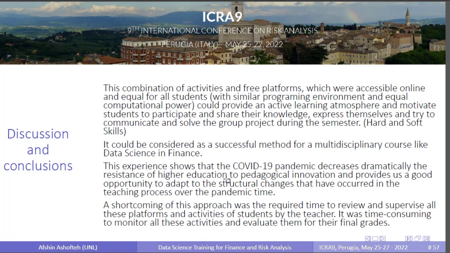Using free, accessible, and online platforms makes equal opportunity and tools for all students with maybe different personal resources and facilities. It also allows the students to empower not only their hard skills but their soft skills, which is critical for applying data science to complex financial problems. A shortcoming of this approach was the required time for the teacher to review and supervise all these platforms and activities of students.